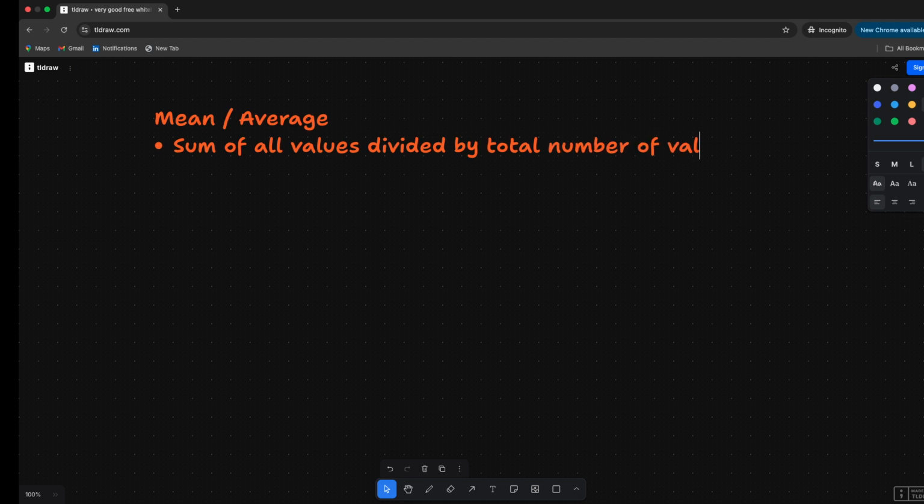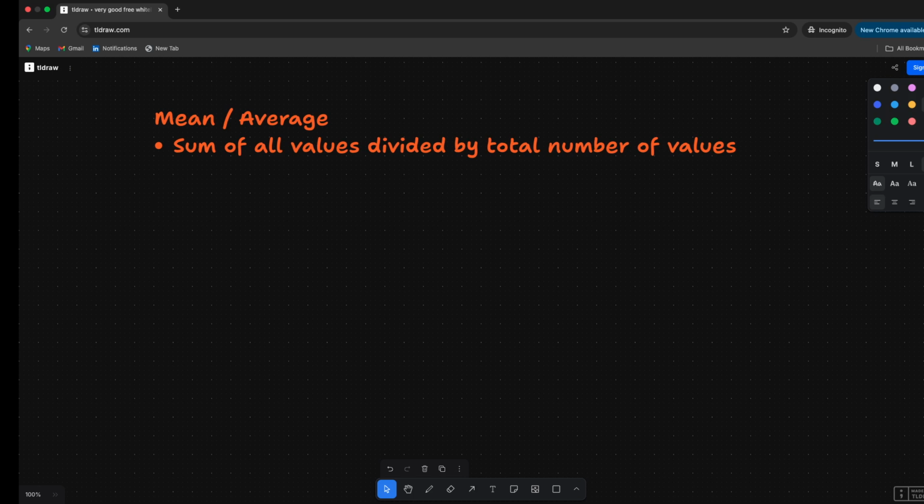First is mean. Mean is the sum of all values divided by the number of values. Mean and average are synonymous; they are the same thing. They both indicate the same feature, and they are calculated as the sum of all values divided by the total number of values.